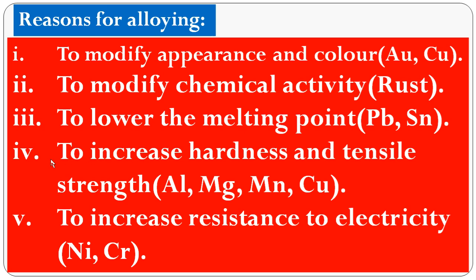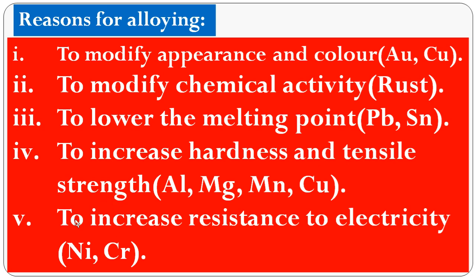The fourth one, to increase hardness and tensile strength. For example, aluminum alloys, duralumin. Duralumin contains the metals aluminum, magnesium, manganese and also copper. Here it increases the hardness and it increases the tensile strength also.